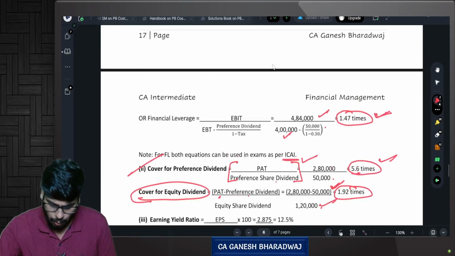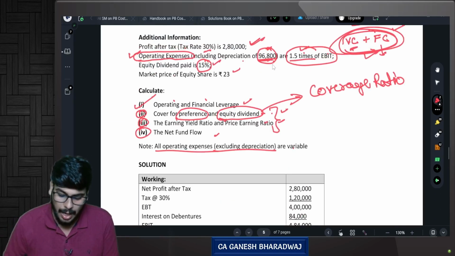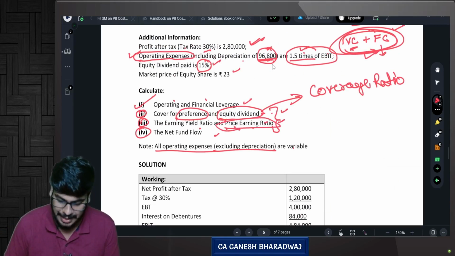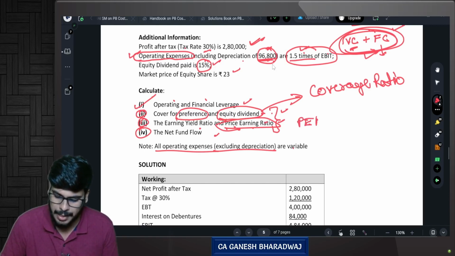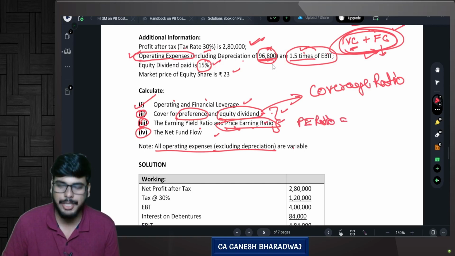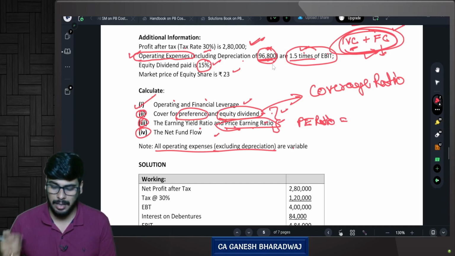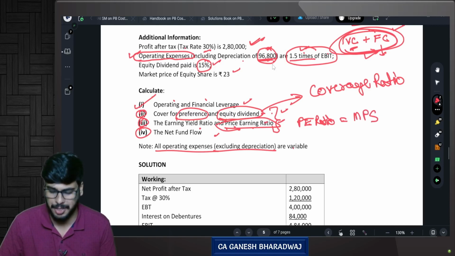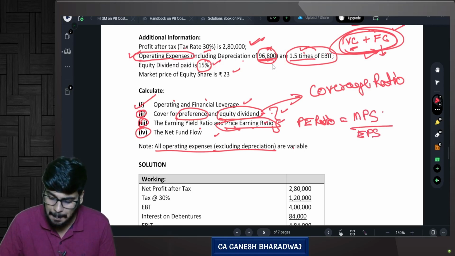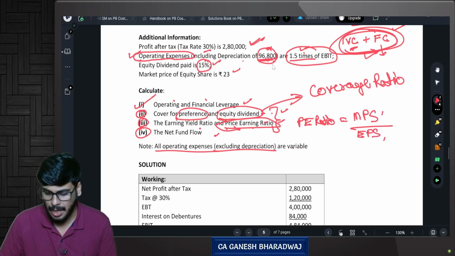Next, what is the next one they have asked? Earnings yield ratio and price earnings ratio. First, let us see price earnings ratio. What do you mean by price earnings ratio? Popularly known as P/E ratio. Price earnings ratio is nothing but price divided by earnings for an equity share. Or in other words, price stands for market price per share, and earnings stands for earnings per share. Are you clear with this? MPS divided by EPS.